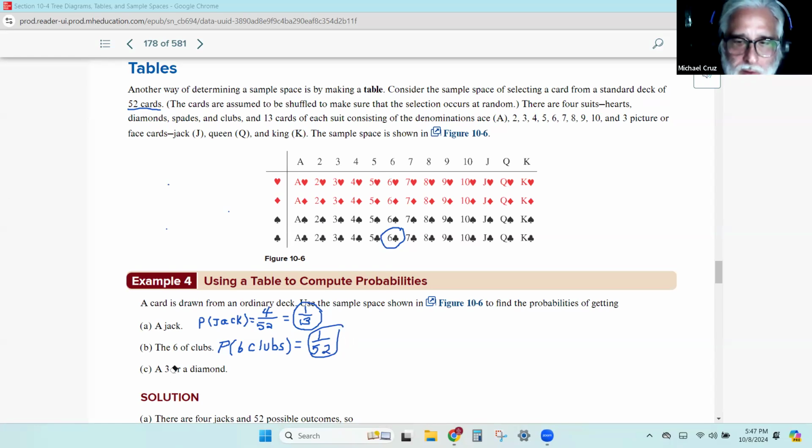All right, and then the other one is a 3 or a diamond. Now we got to watch out because we're using essentially our or our union here. So a 3 would be these right here. It doesn't say specific what 3. It just says a 3 or a diamond.